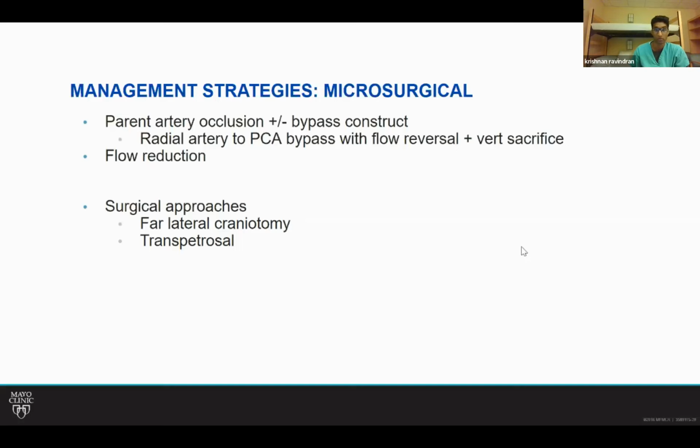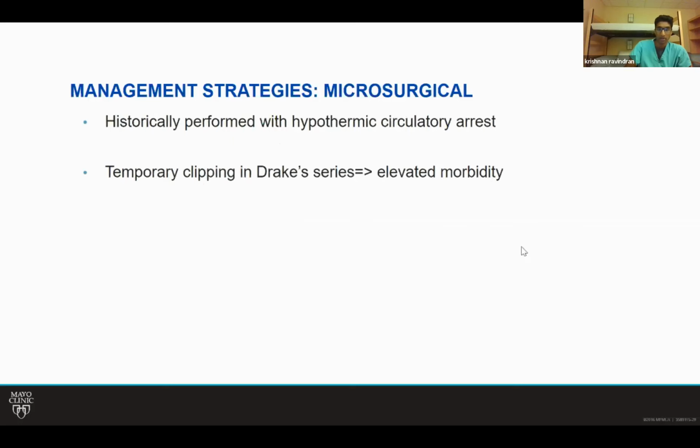In Dr. Drake's original series, he approached all 14 lesions through far lateral, with 2 cases that he supplemented with essentially a transpetrosal approach to get more caudal to cranial access. Historically, these were procedures performed with hypothermic circulatory arrest. Dr. Drake temporarily clipped 3 of the lesions in his series, and those 3 patients subsequently ended up experiencing, unsurprisingly, massive pontine infarcts and dying.